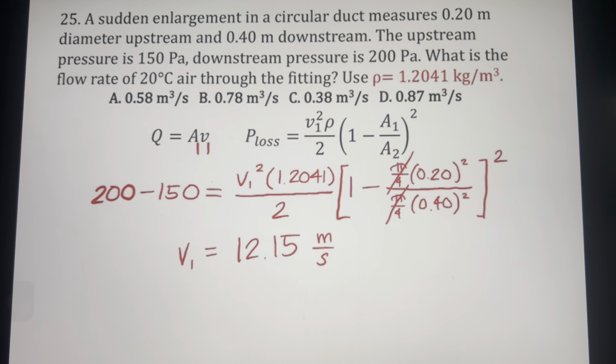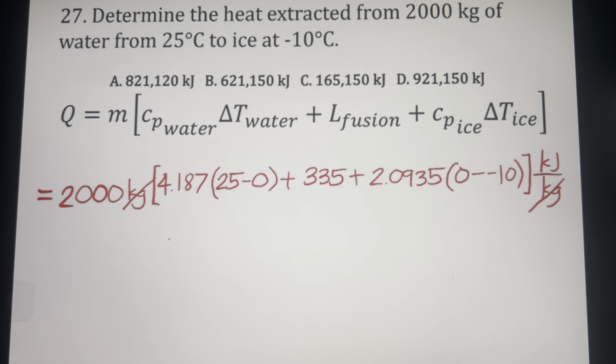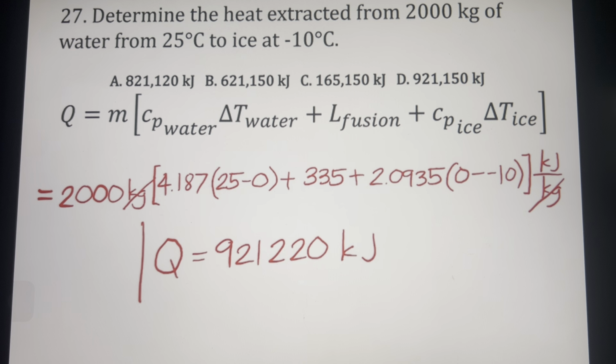So initially we are at the freezing point, minus negative 10. So inside of our bracket, the unit is kilojoules per kilogram. So we can cancel out kilogram. The heat extracted in kilojoules is 921,220 kilojoules.